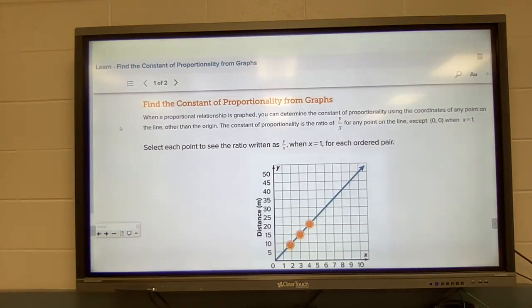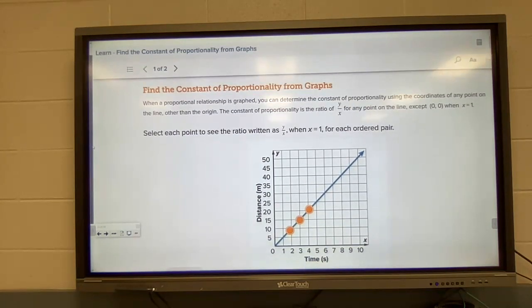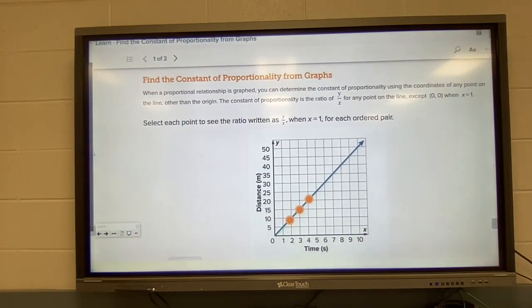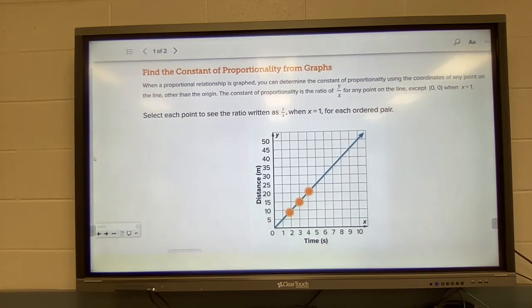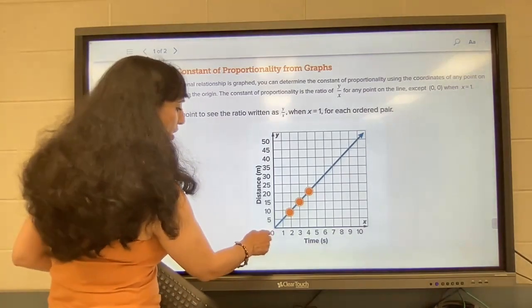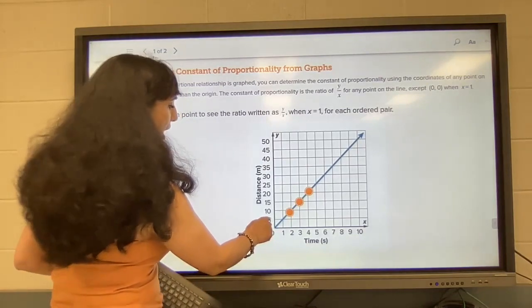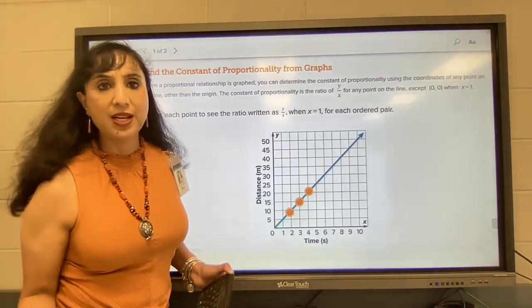Okay, to find the constant of proportionality from graphs, you can determine the constant of proportionality using the coordinates of any point on the line other than the origin. And the constant of proportionality, we've talked about that, is the ratio of y over x for any point on the line except 0, 0, when x is equal to 1. So if I look at this one, all right, we're not going to look at the origin. So 5 over 1, that is the simplest form.